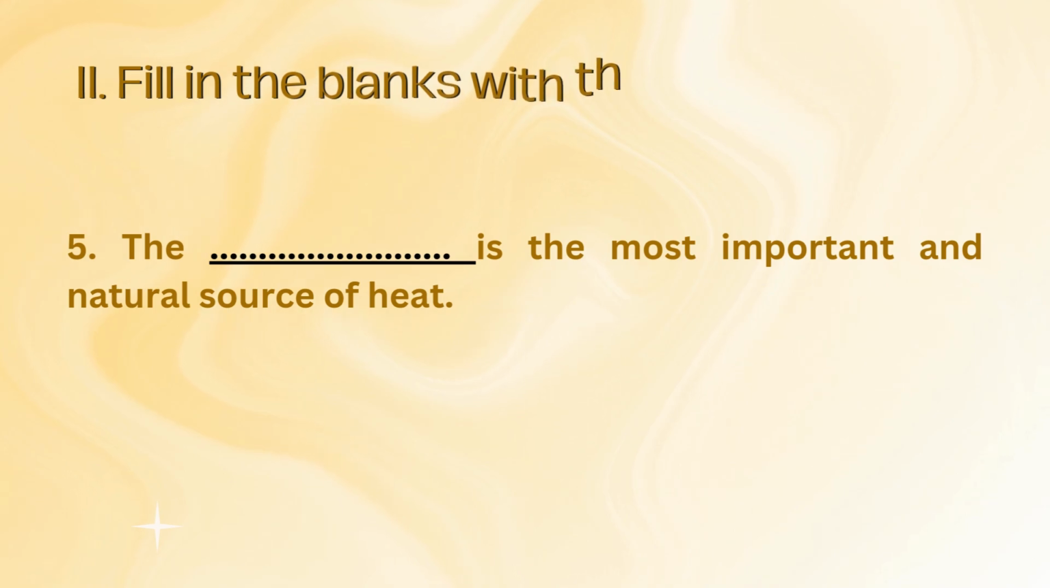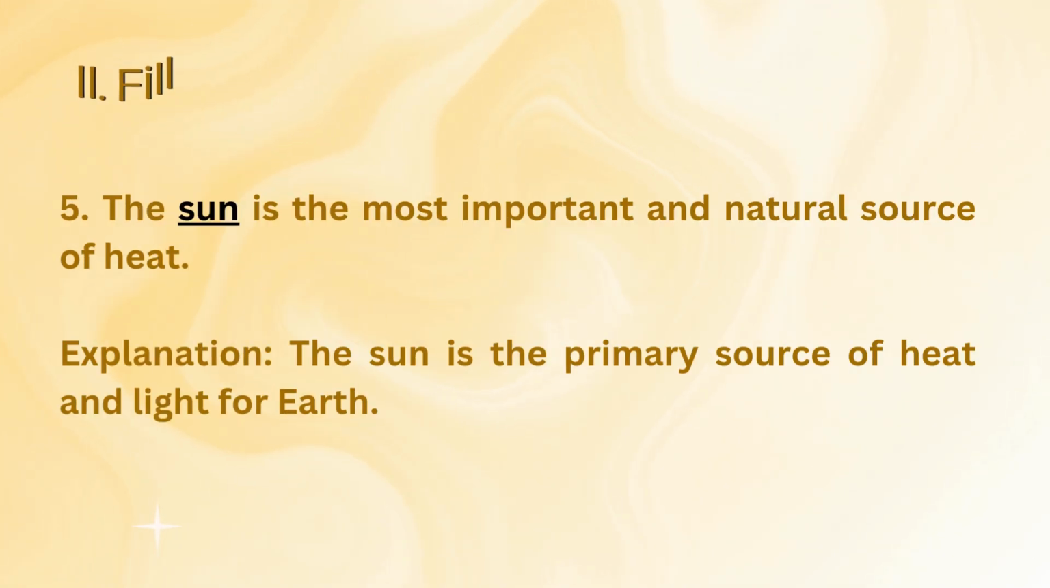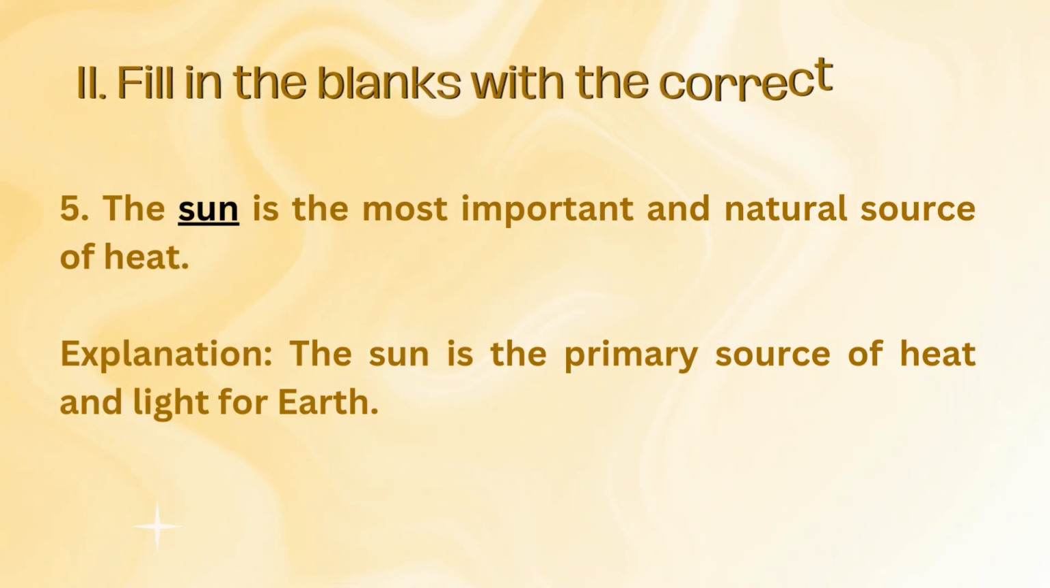Next, 5. The dot dash is the most important and natural source of heat. Answer is, the sun is the most important and natural source of heat. Explanation: the sun is the primary source of heat and light for Earth.